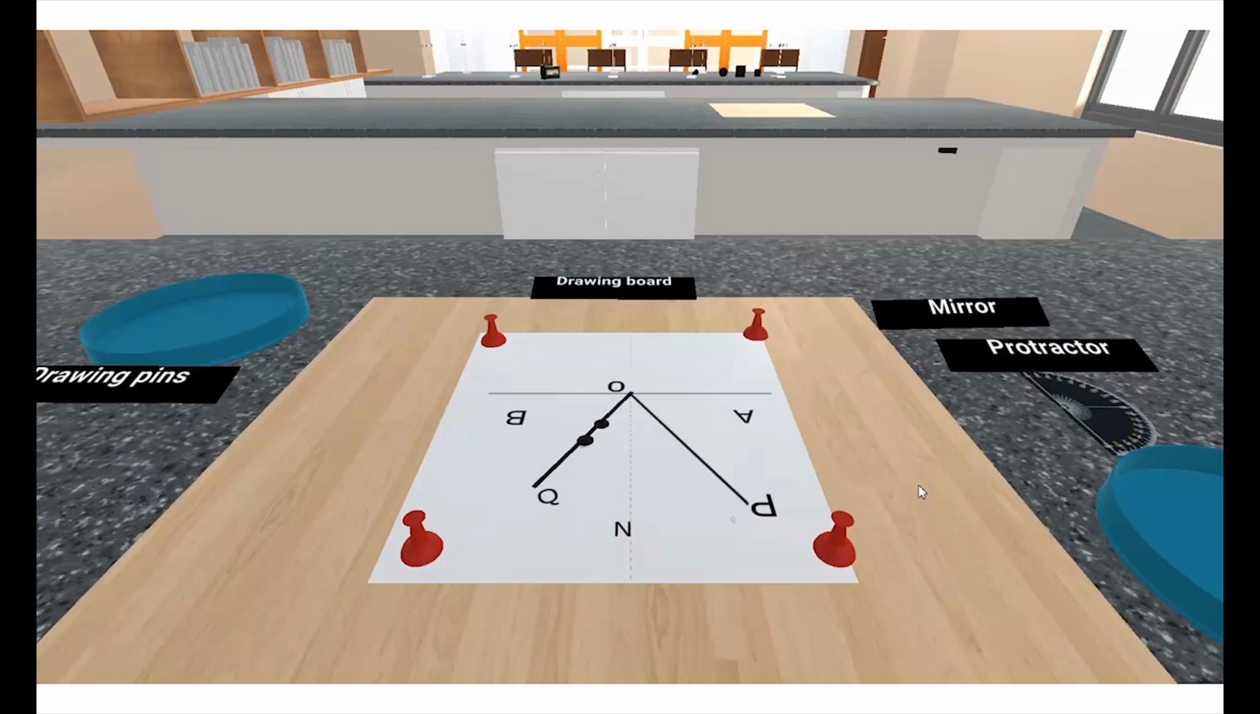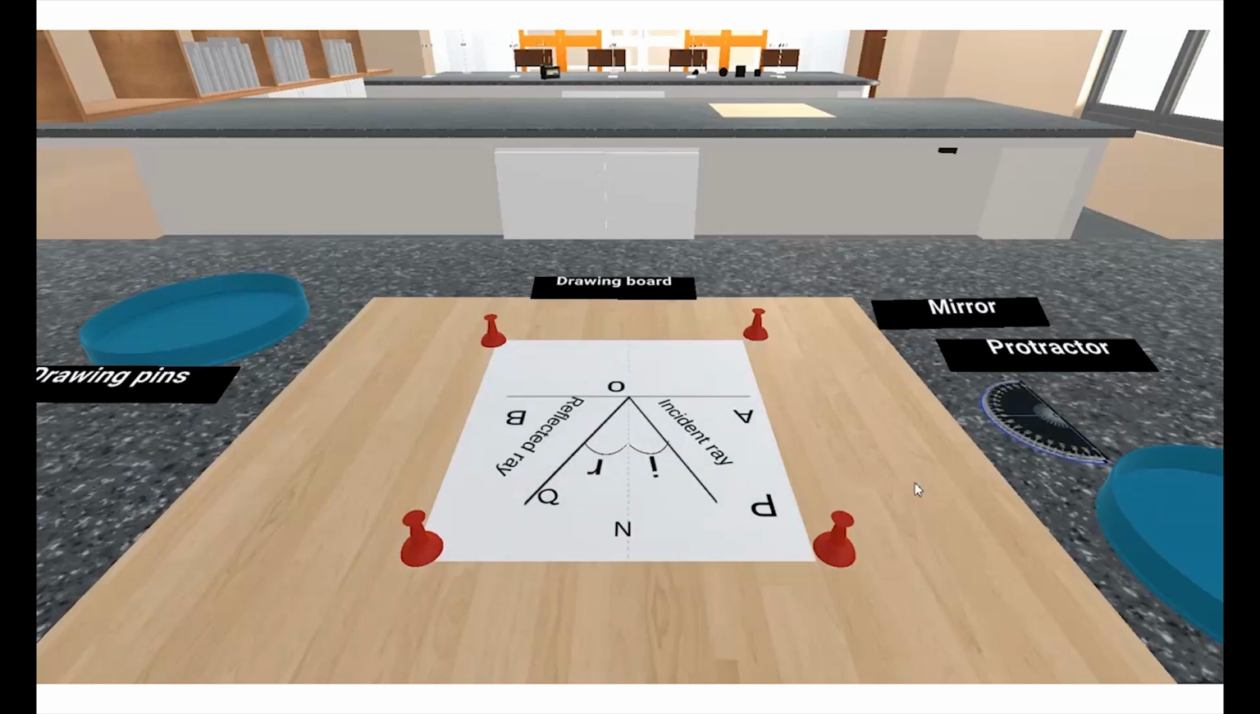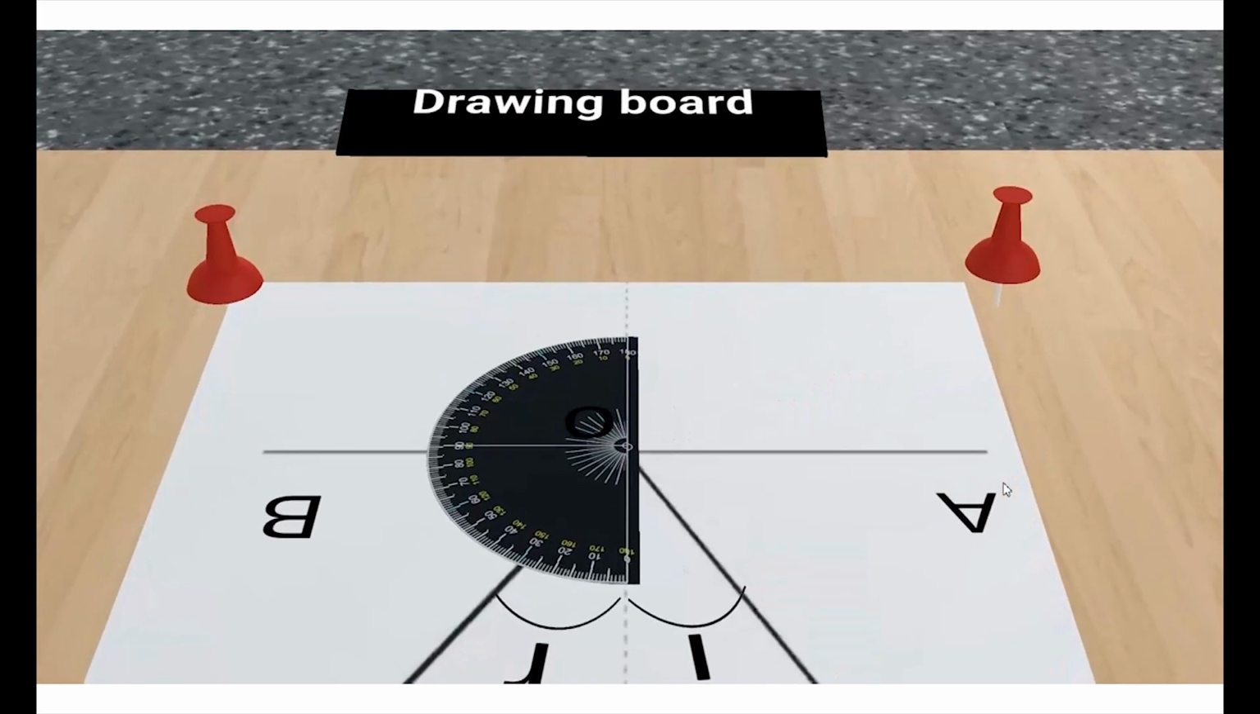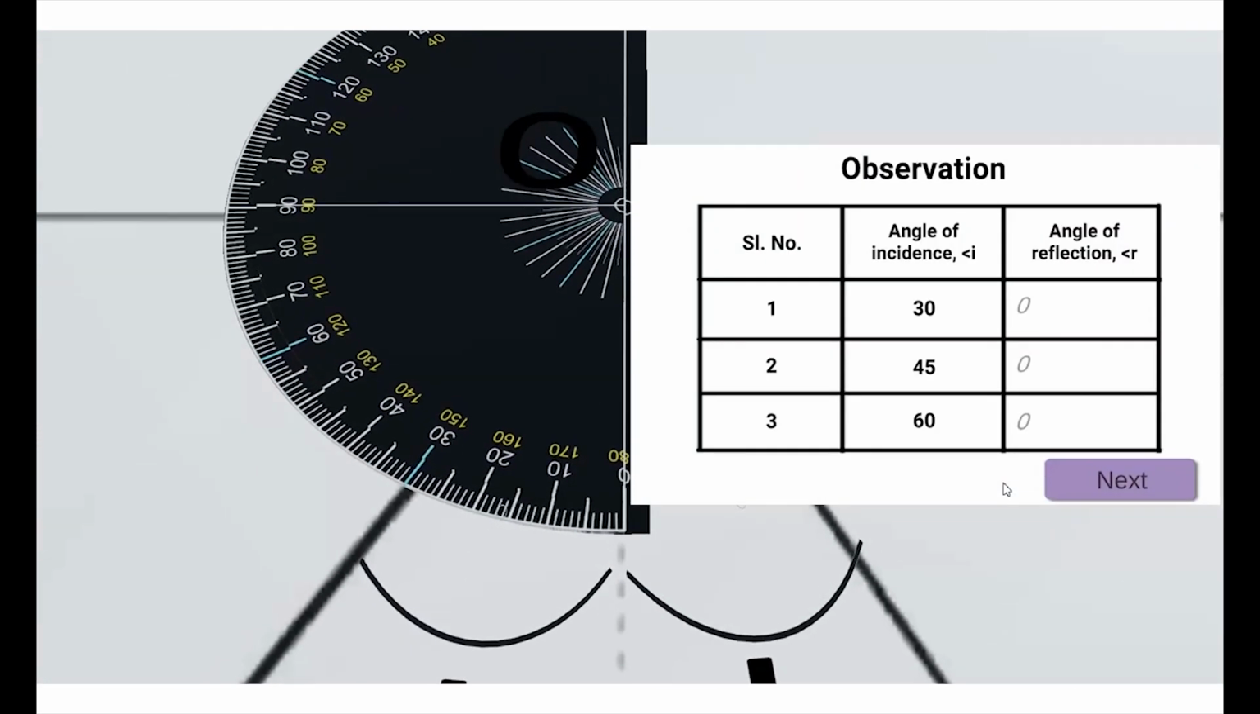The line OQ shows the path of the reflected ray corresponding to the incident ray along the line PO at the point of incidence. Let us measure angle NOQ accurately by a protractor. Label angle PON as the angle of incidence I, and angle QON as the angle of reflection R. Drag and drop the protractor. Record the values in the observation table. Click on the next button to continue.